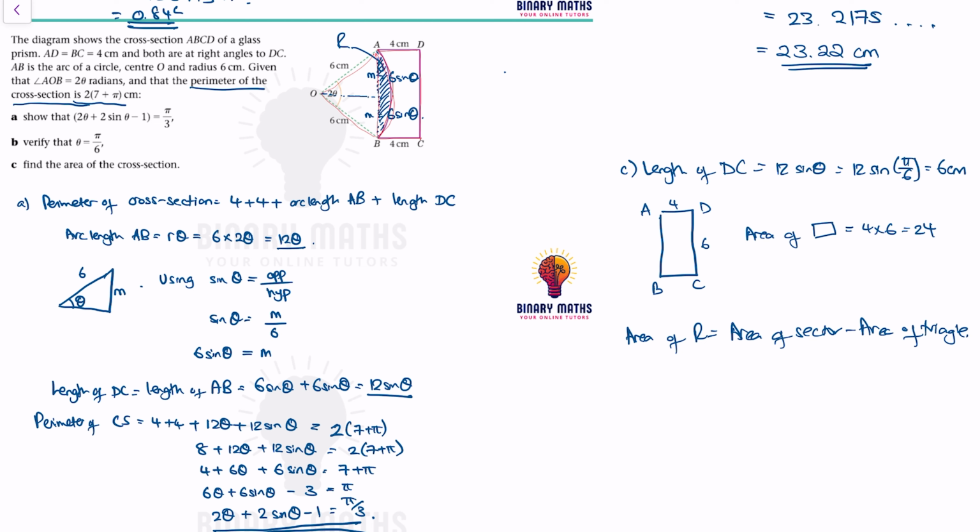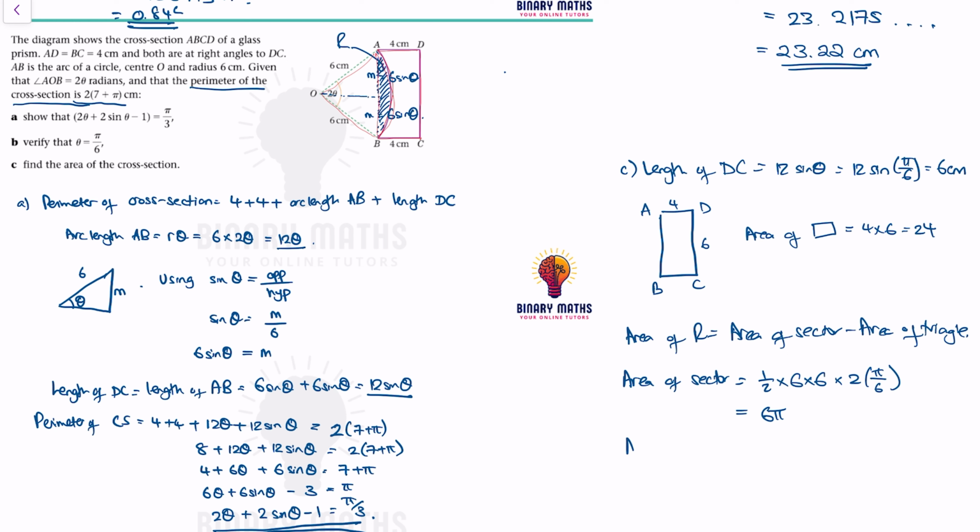So area of sector is equal to half times 6 times 6 times 2 theta, which is 2 times pi over 6, which means I end up with 6 pi.